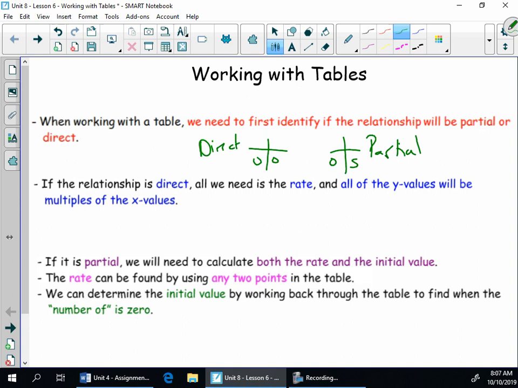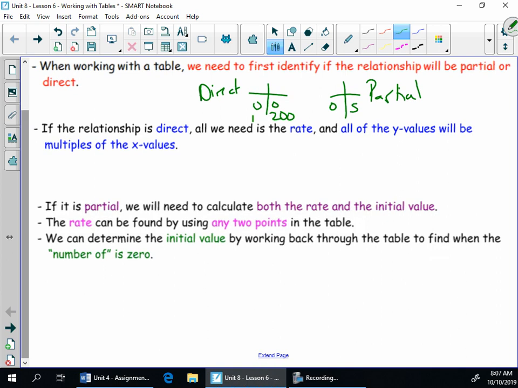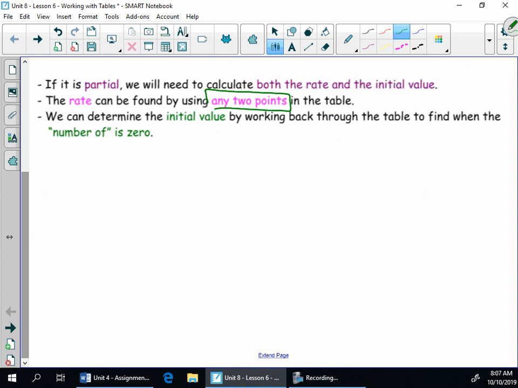If it's direct, we like those ones because all we need is a rate. Just figure out what is the multiplier between the numbers. So if I saw 1 and 2, well, I just doubled it. Or if I saw 1 and 20, I times it by 20. 1 and 200, I times it by 200. But partial, again, those are the tricky ones. We're going to have to use our formula, rise over run, to figure out the rate. Also, if it's partial, we're going to have to find that initial value if we don't see it in the table. And we can do that by using any 2 points that we can find, and it's what we did before. Okay, so let's take a look at some examples.